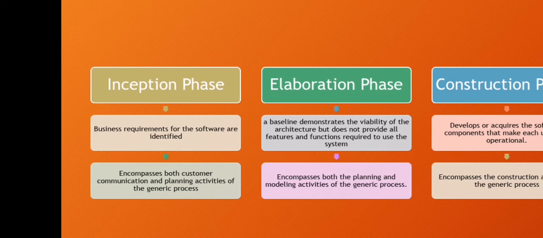Next, we have the elaboration phase. Now, the elaboration phase is a baseline that demonstrates the viability of the architecture, but does not provide all features and functions required to use the system. Now, it encompasses both the planning and modeling activities of the generic process. Next, we have the construction phase.